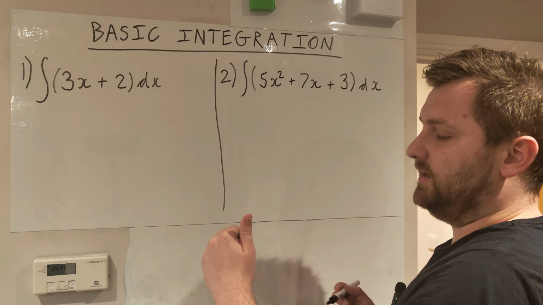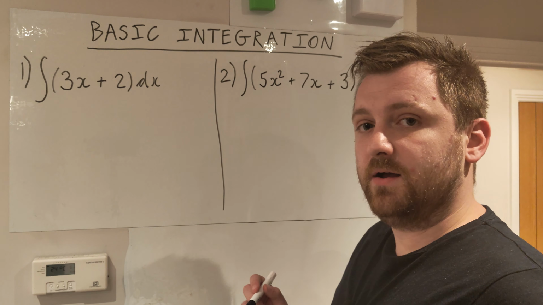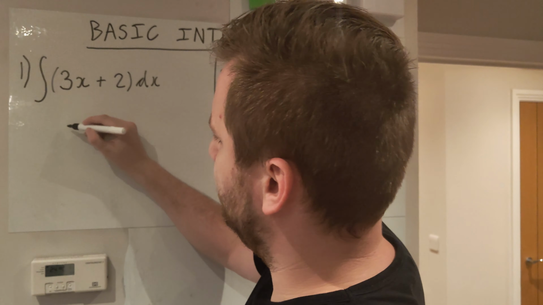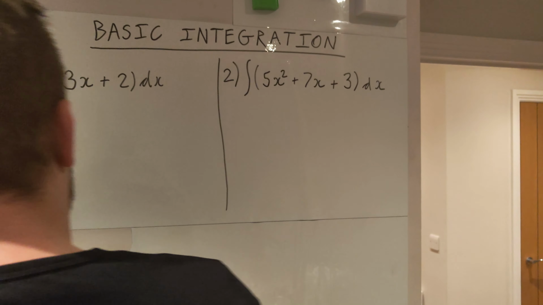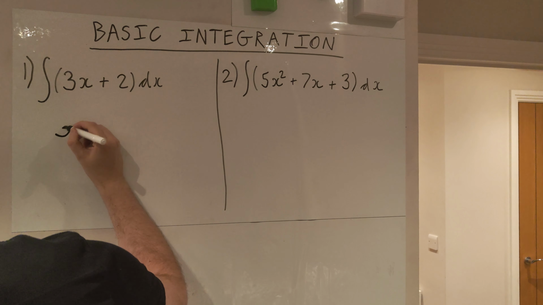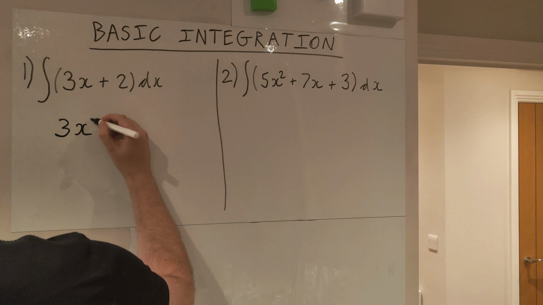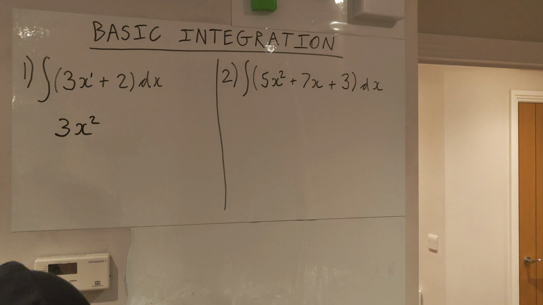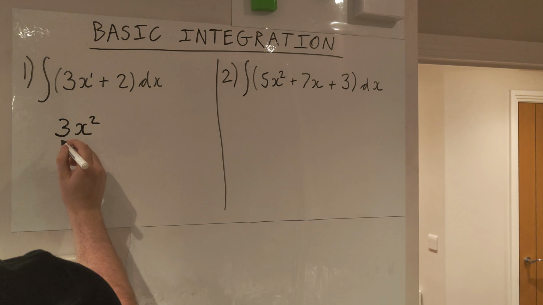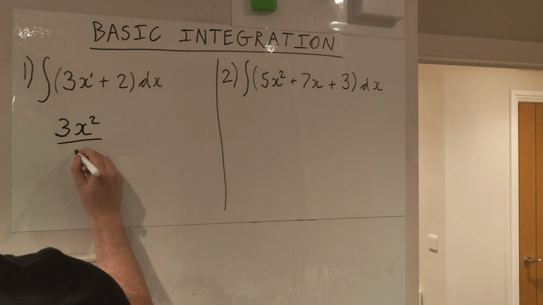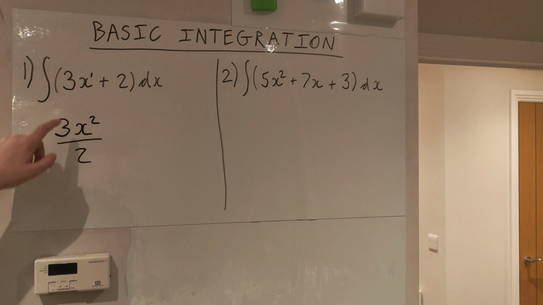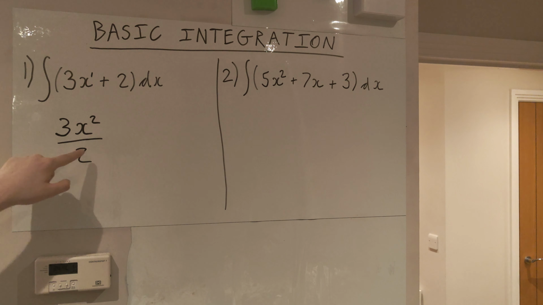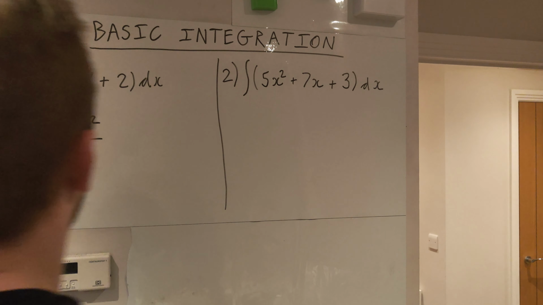So when you integrate, you add 1 to the power and then you divide by the new power. So in this case, we would have 3x squared. We're adding 1 to the power because this would have been to the power of 1, which is 3x. Then you divide it by the new power. So for this part, it's going to be 3x squared over 2, or 3 over 2 times x squared.